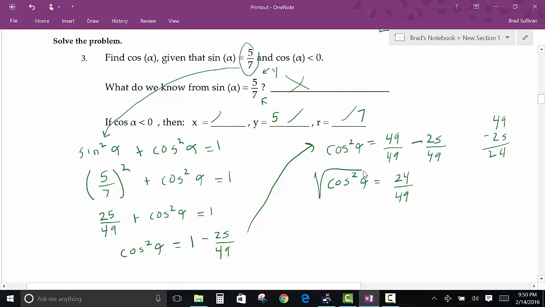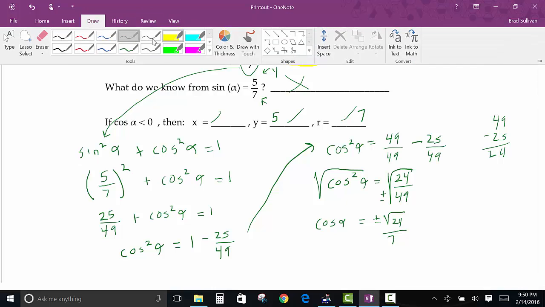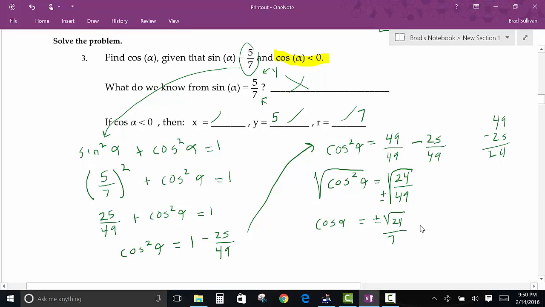All right, now what I need to do is take the square root of both sides. Got to remember that you create a plus or minus when you do that. So you'd have cosine alpha equals plus or minus square root of 24 over 7, since we can take the square root of 49. Now, if you look at the problem, one of the things that I gave you is that the cosine was negative. So we're going to use that as a part of the problem. So what we're going to end up getting then is negative square root of 24 over 7.